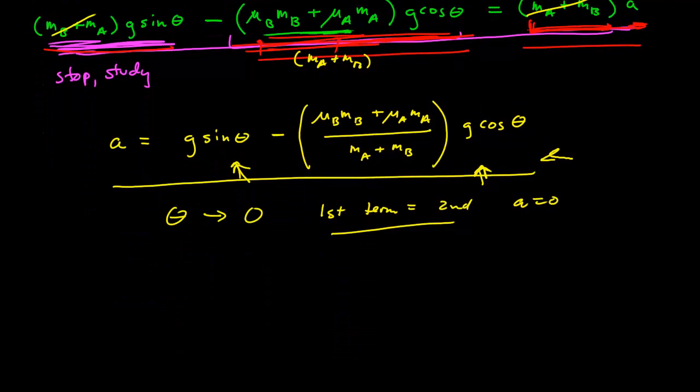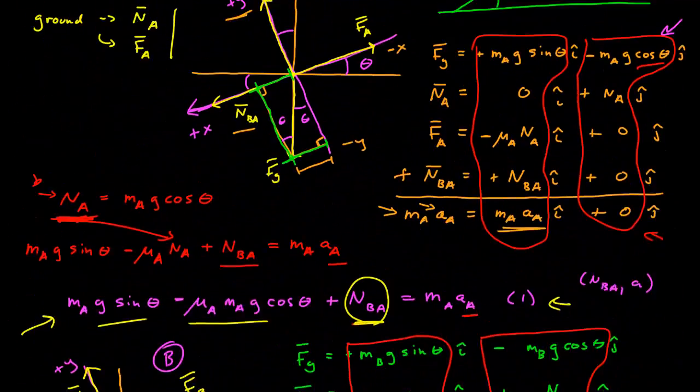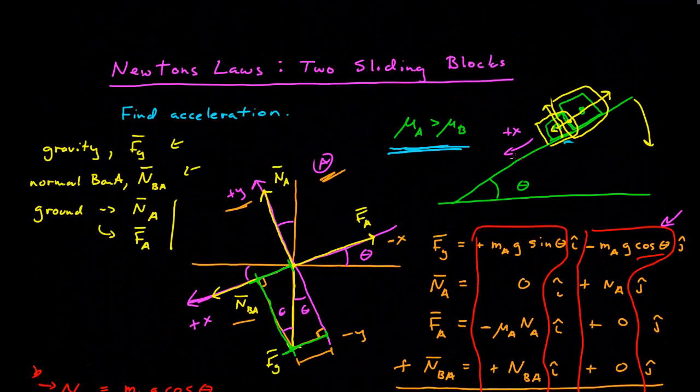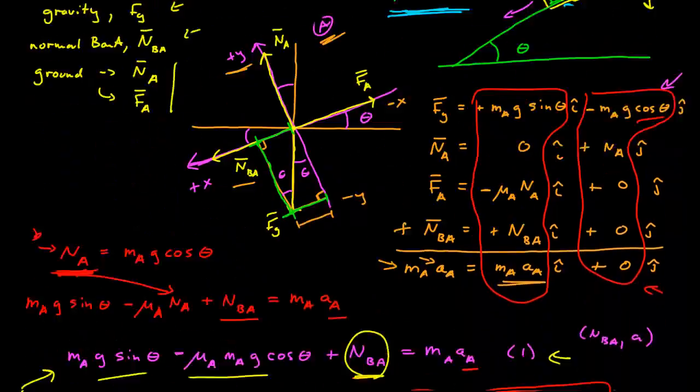Okay, so that's good. What happens as theta goes to 90 degrees? As theta goes to 90 degrees, cosine theta goes to 0, so we just lose the second term. Sine theta goes to 1, and a is equal to g. Okay, well that's great. That's exactly what should happen. As theta goes to 90, the two are just in free fall.